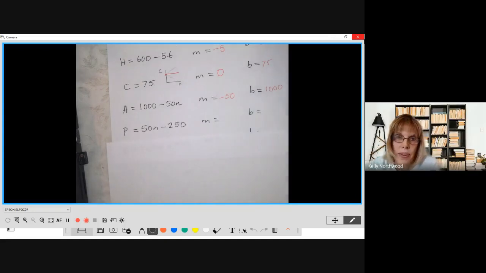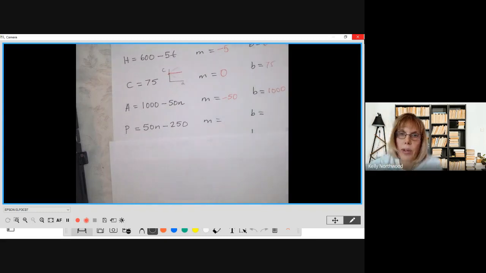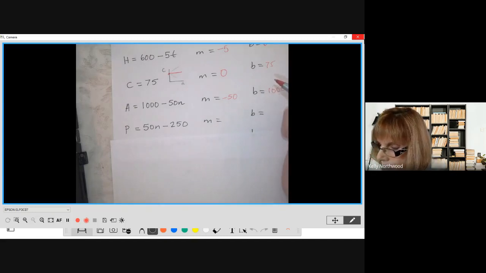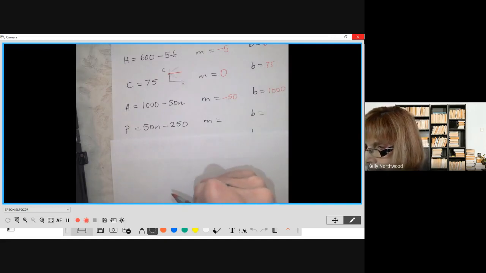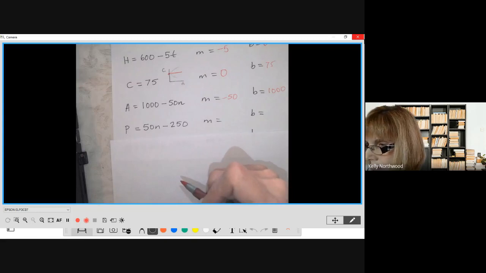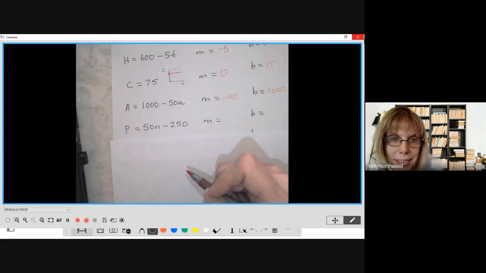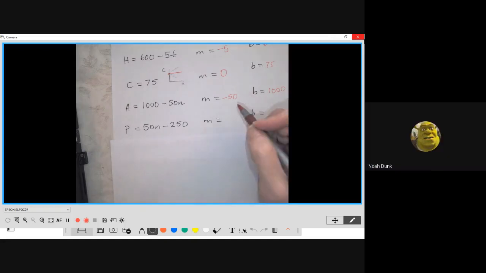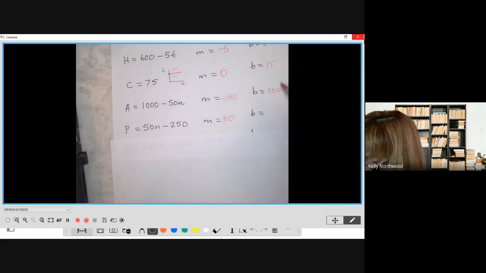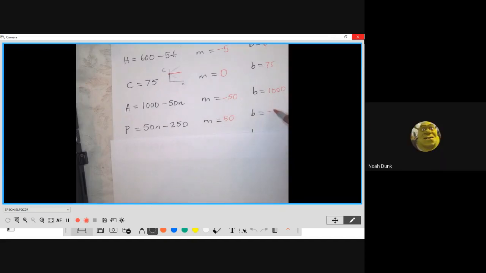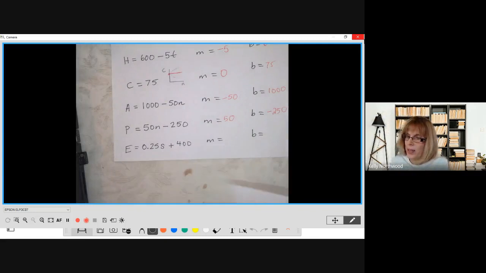P, profit equals 50N minus 250. What would our M, our rate of change, be? Rate of change? 50. Yep. And initial value? Negative 250. Negative 250. Okay, last one.